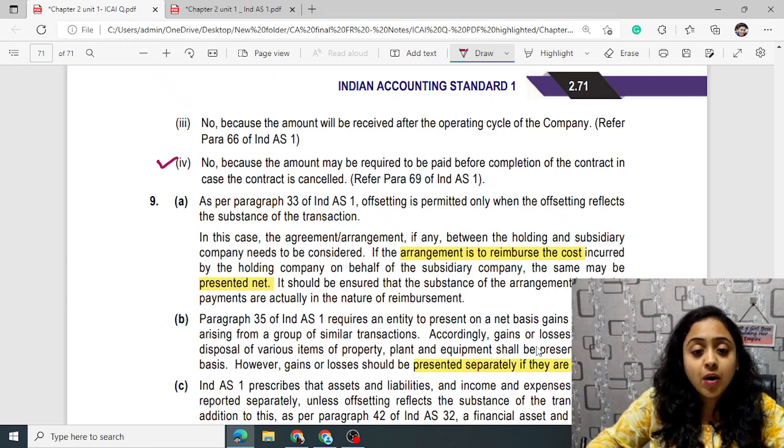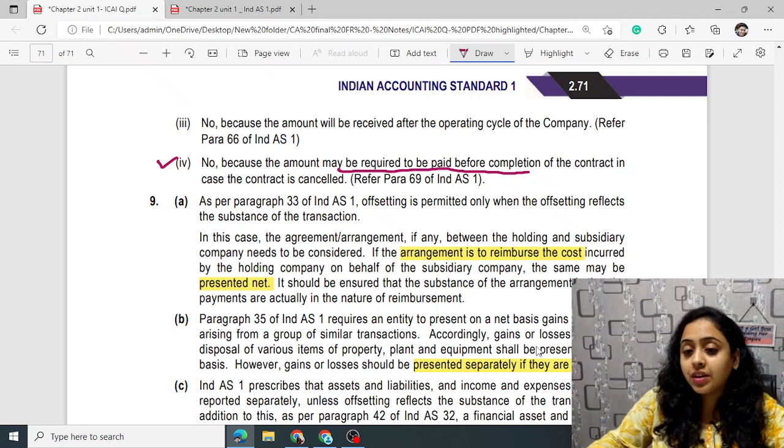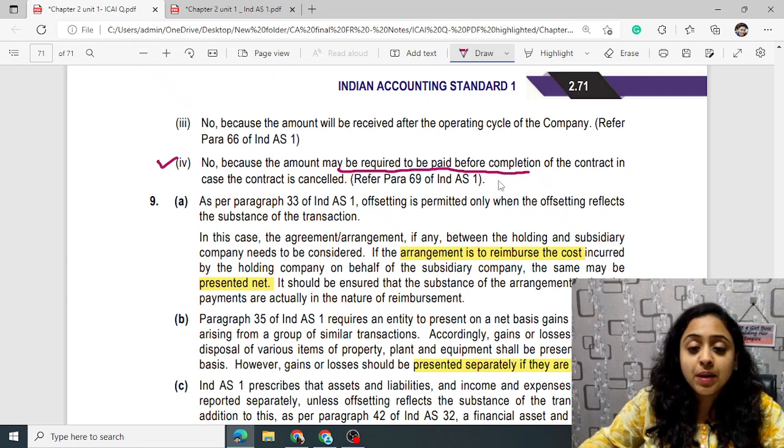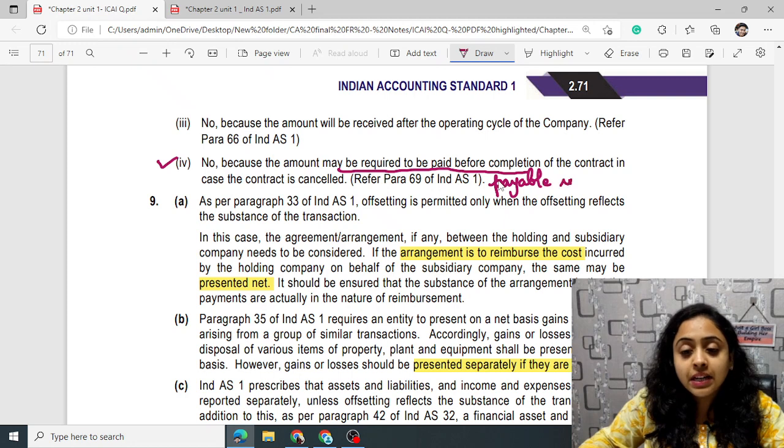No, because the amount may be required to be paid before completion of the contract in case the contract is cancelled. So they are asking whether it can be classified as non-current. Then we are saying that no, because the amount may be required to be paid before completion. You will have to pay it before completion, as on cancellation it becomes payable immediately. See, it is written payable immediately.